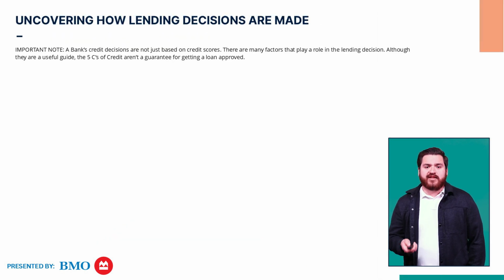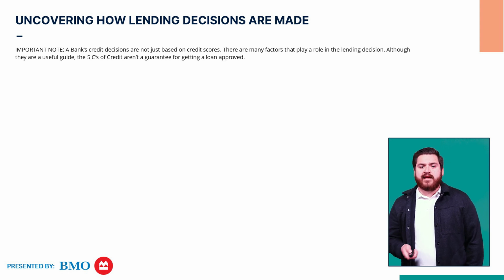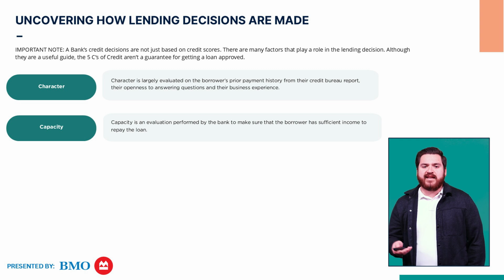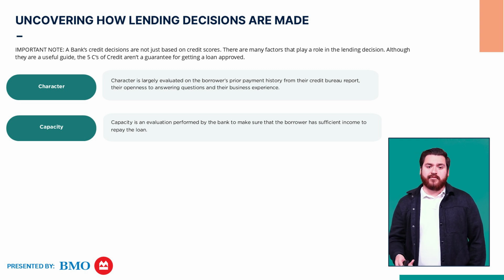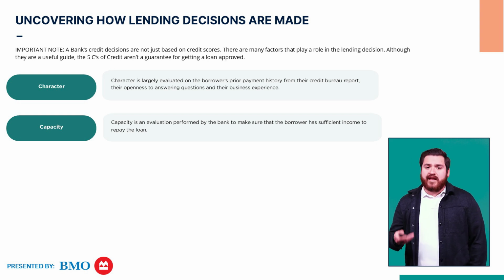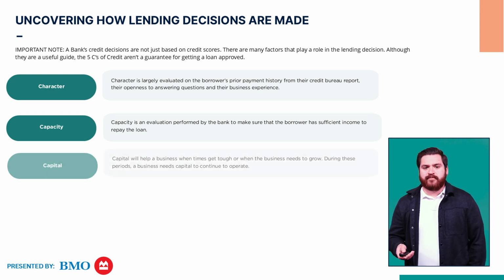So there are many factors that play a role in the lending decision for your business. Some things to consider are what are called the 5 C's of credit. They are character, capacity, capital, collateral, and conditions. Character is evaluating the borrower's credit report and previous history with credit to determine if they are someone that can be trusted. Capacity is an evaluation to ensure that the borrower has enough income to repay the loan. Some factors that are considered include debts, income, and employment stability.